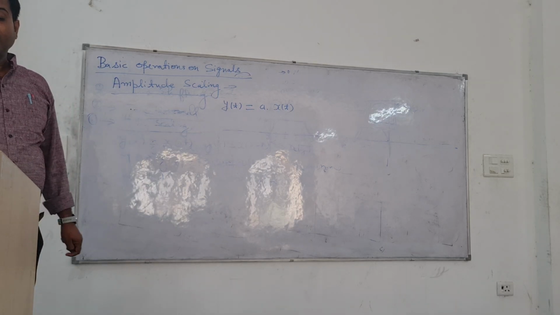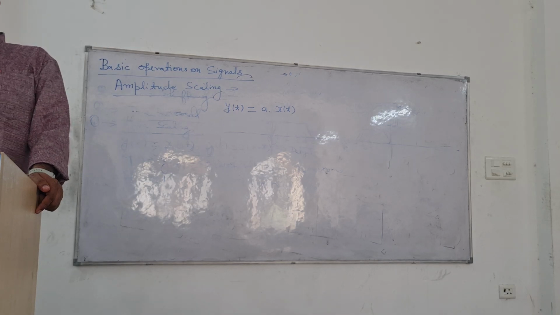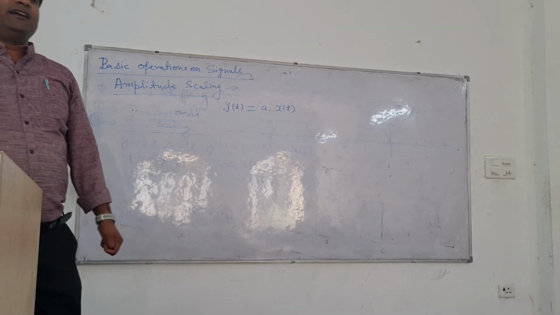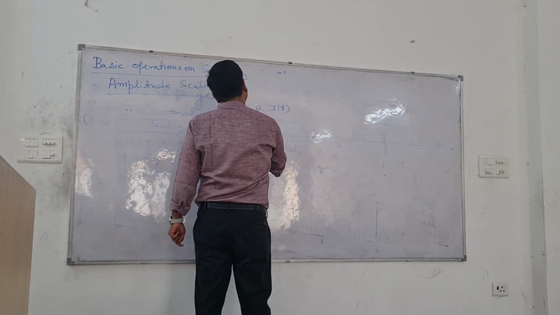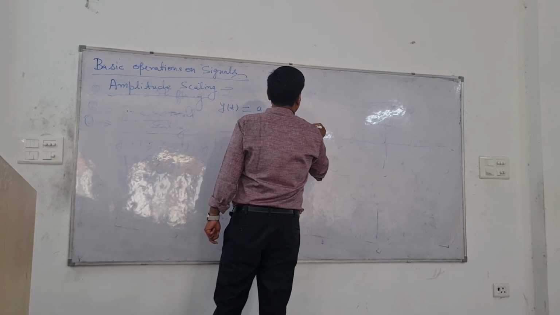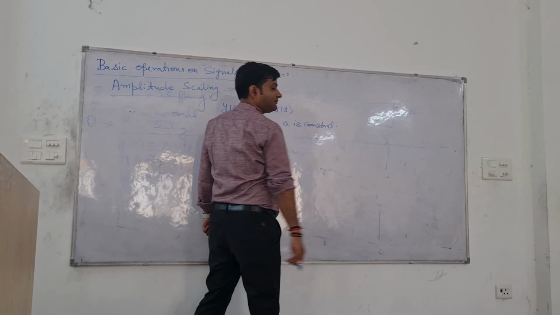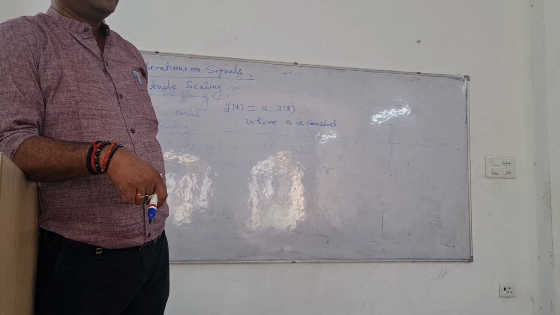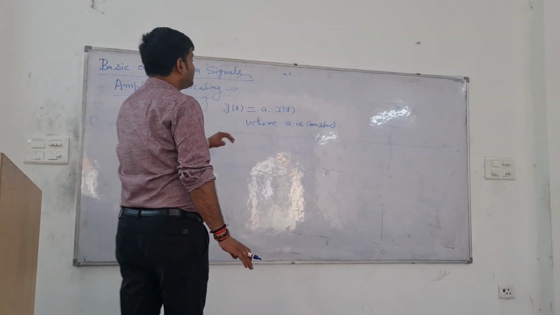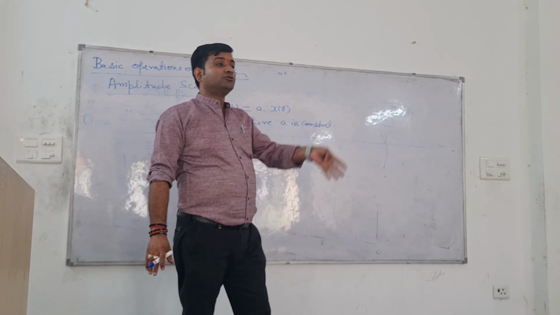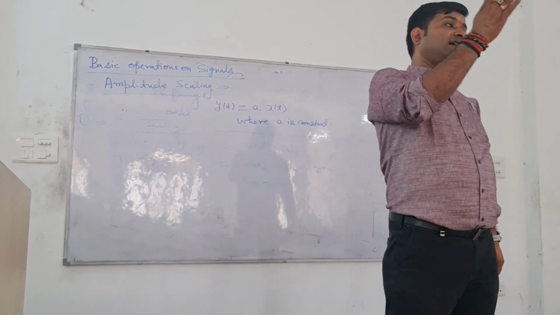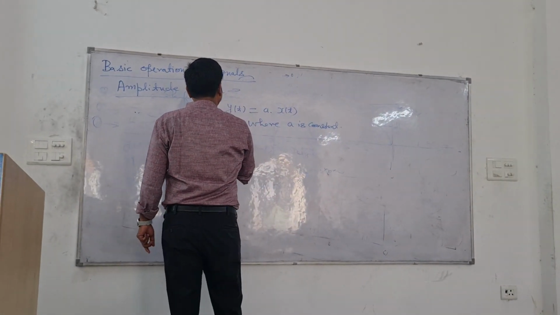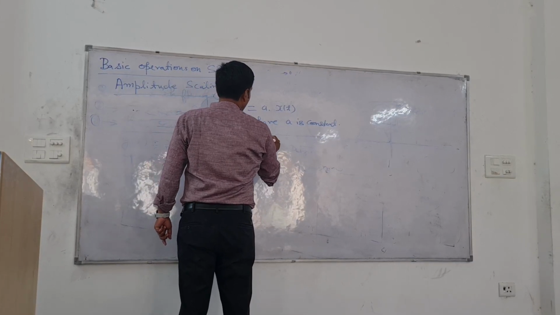Here the amplitude of y(t) is equal to a times the amplitude of x(t), where a is a constant scaling factor. The constant value is taken as 1, 2, 3. All the operations in amplitude scaling are done on the y-axis. Take the example y(t) is equal to 2 times x(t).